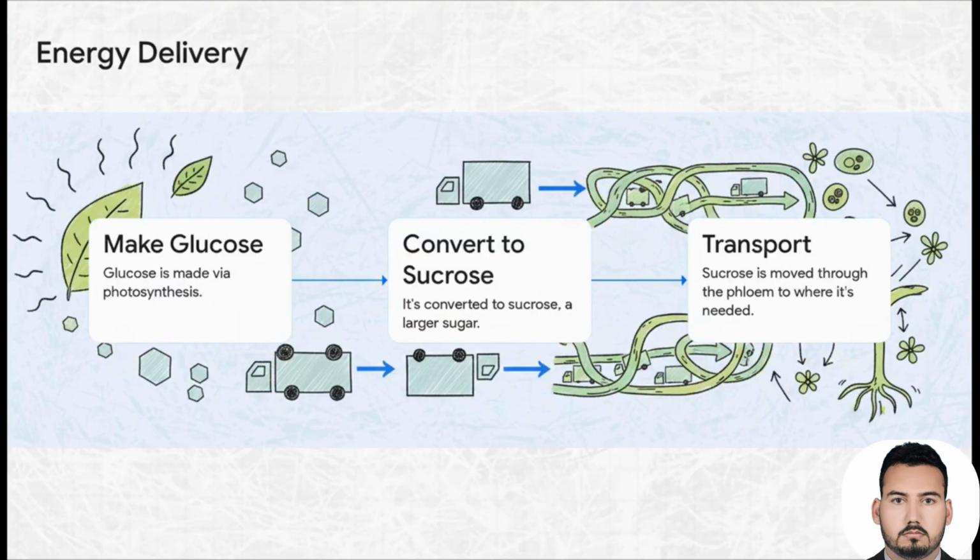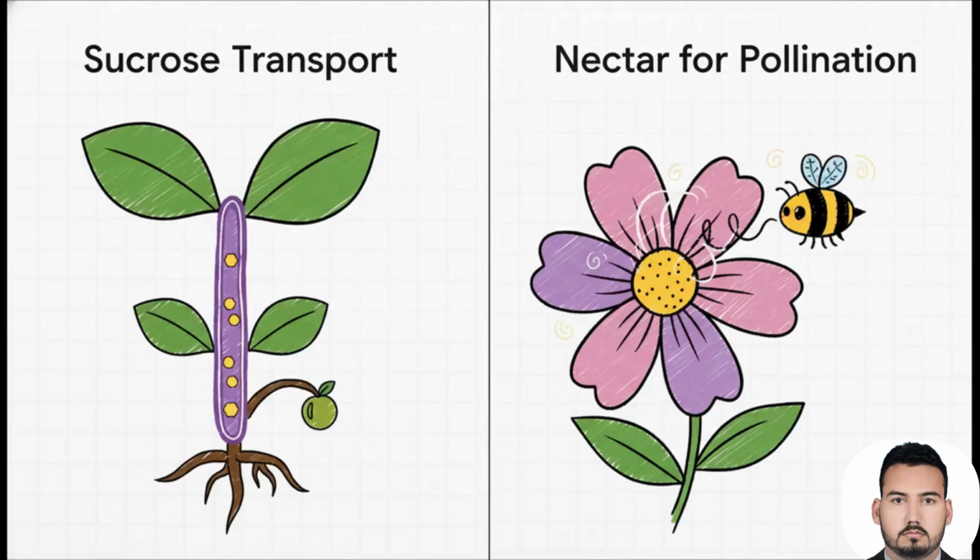So think of it like this. The leaves are the factory, making the glucose. Then it gets packaged up into sucrose. That's our delivery truck. And that truck travels down the plant's highway system, called the phloem, to drop off energy wherever it's needed. And of course, that sweetness has another very important job.